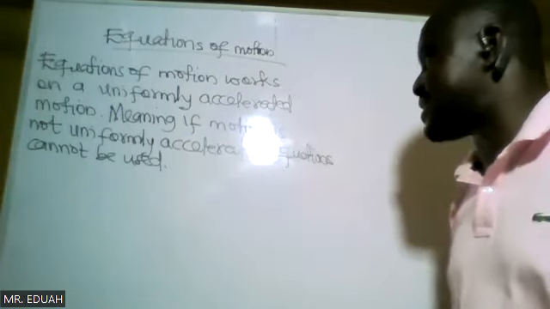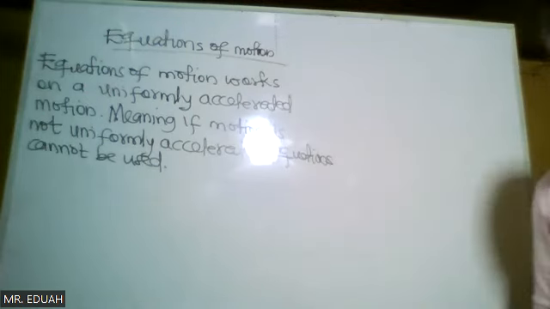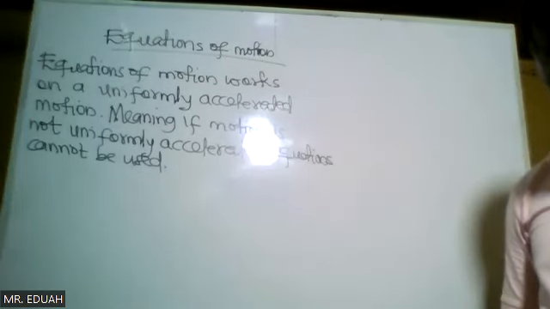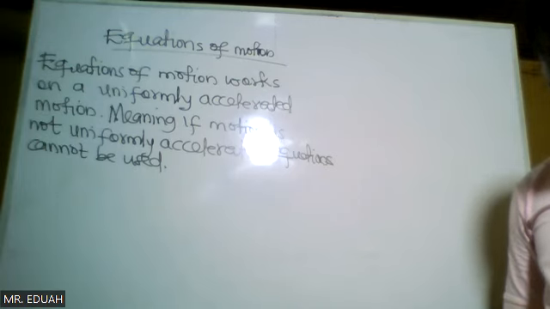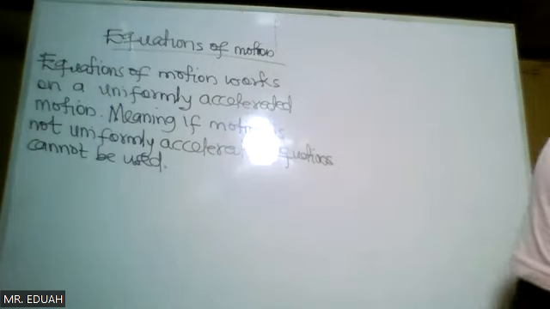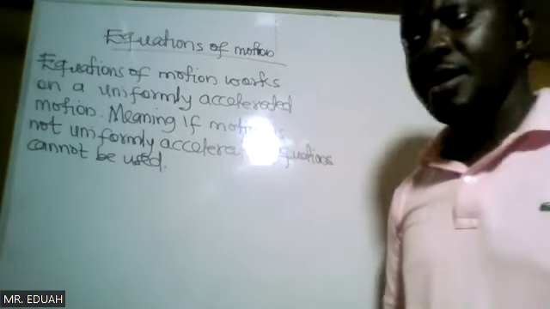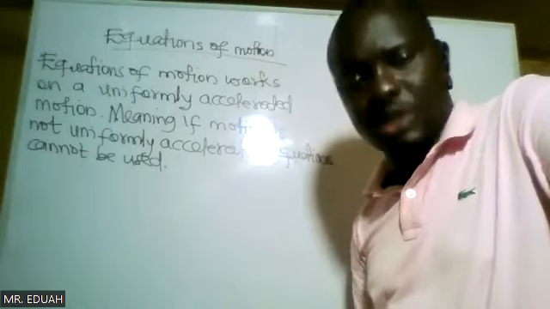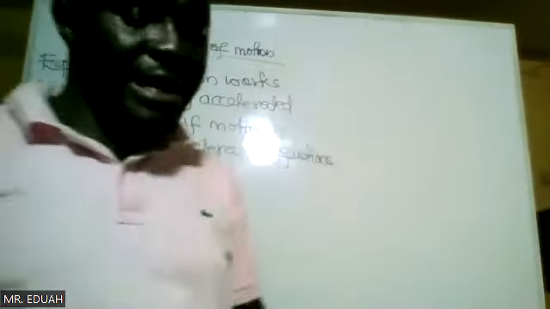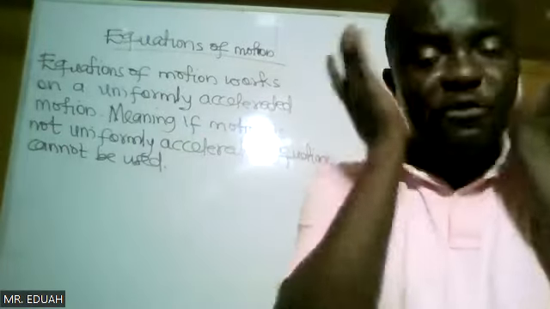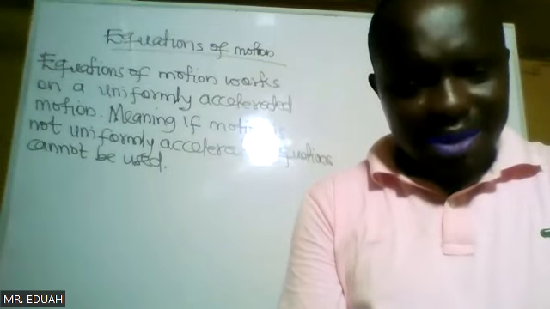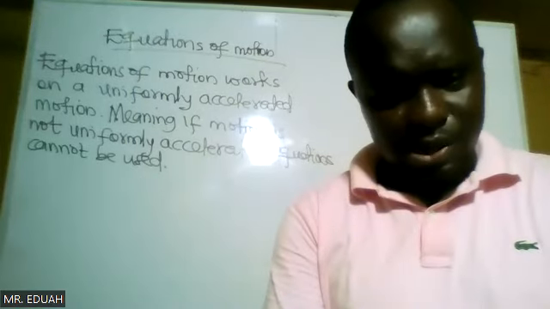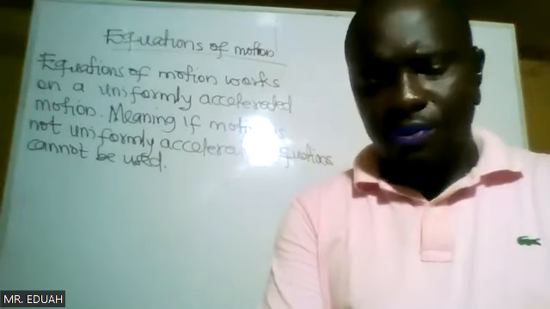Caleb, what is uniformly accelerated motion? Sir, please, it is a motion where the rate of change of the velocity with time is constant. Exactly. So, in a uniformly accelerated motion, the rate of change of velocity with respect to time is constant. I can give you another dimension of uniformly accelerated motion.